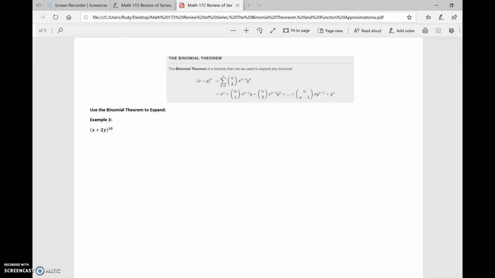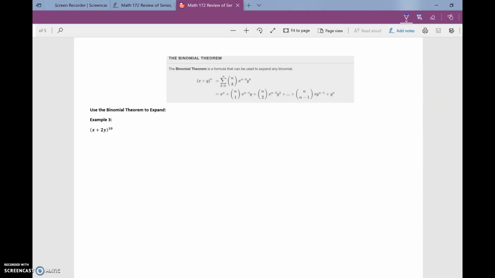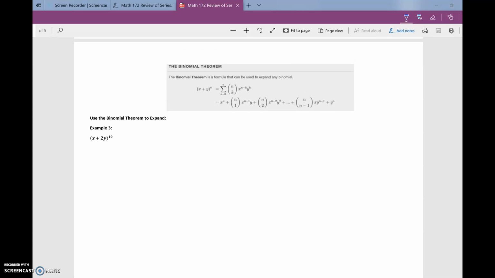Hi class, here's the idea on example 3. Some of the actual problems that we're going to see later may end up with a binomial expansion. All we're going to do is apply the formula, get the first three and the last one, and then we'll simplify it as much as we can. So here's the idea on the expansion of this one.